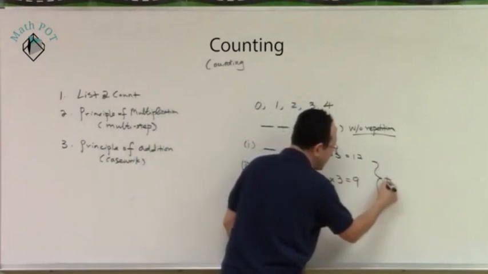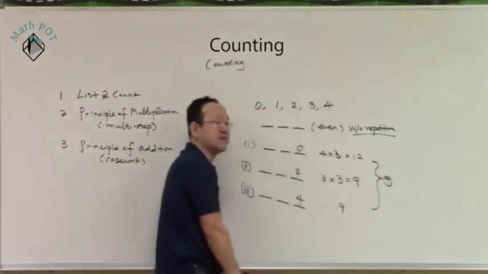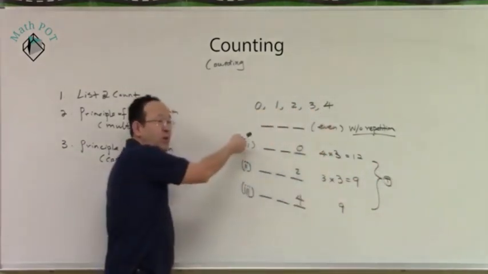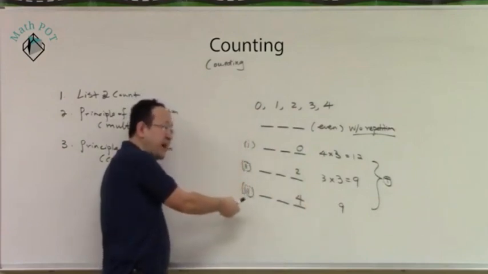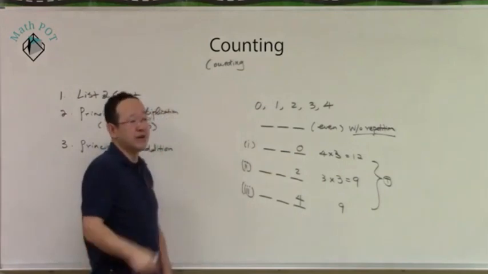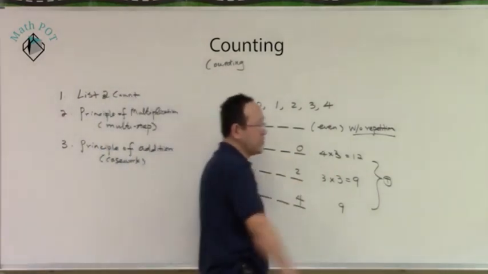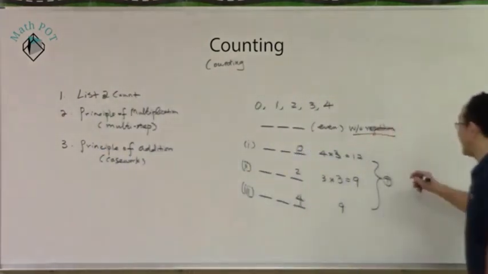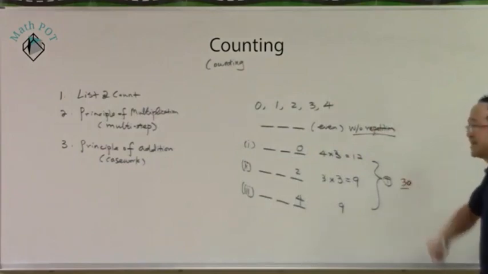Adding together, that should be our final answer. Make sure you understand, this is addition. Because this is one possible answer, we have 3 cases. When you see casework, you need to add everything up. So basically 12 plus 9 plus 9, we end up with the answer 30. That is the answer for this one.